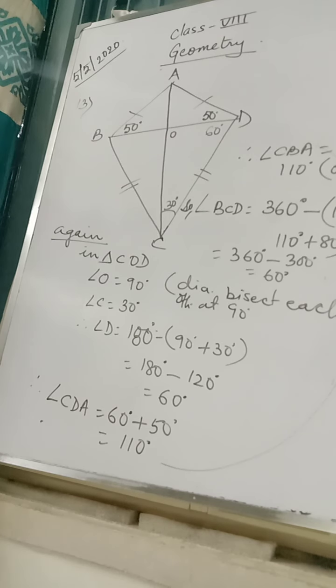Because AB is similar to AD, 5 cm. Angle AOB is 90 degrees and the length of OD will be the square root of 5 squared minus 4 squared, that is 3 cm. That is Pythagoras theorem you have learned.